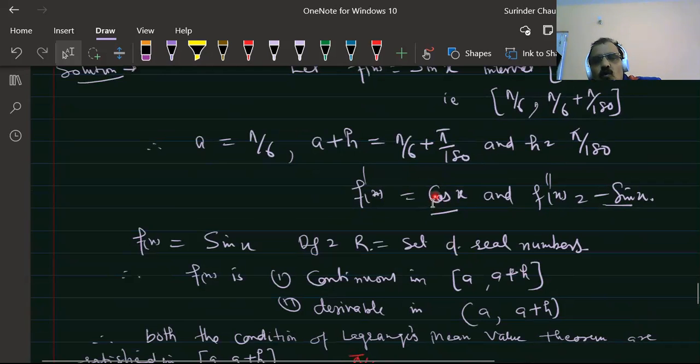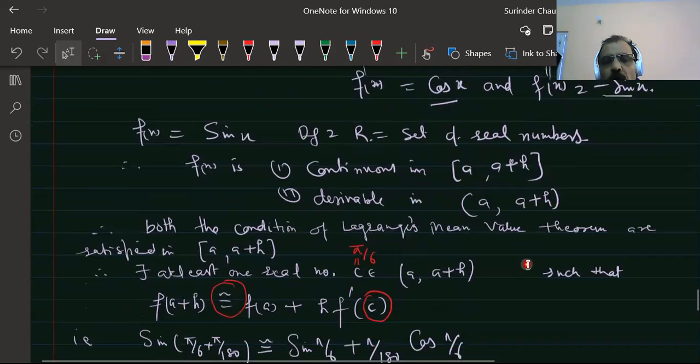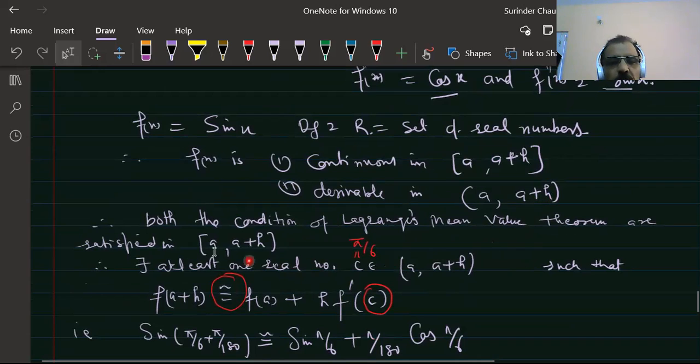The function definition holds for all real numbers, so the domain of sin x is all real numbers. So f(x) is continuous in this closed interval and differentiable in the open interval, as the domain is all real numbers. Now both the conditions of the theorem will be satisfied in this interval. So a plus h means pi by 6 plus pi by 180. So in this interval, c is equal to how much? pi by 6.